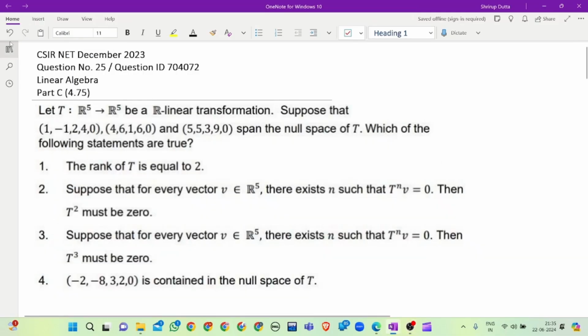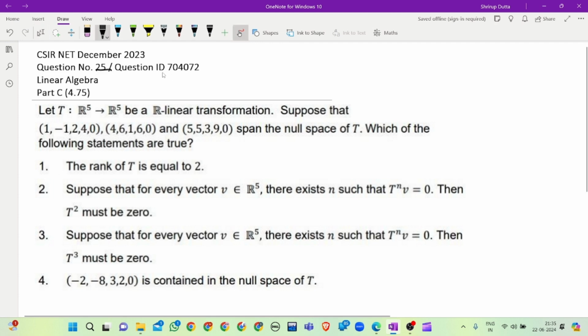Today I will be discussing a question from CSIR NET December 2023, question number 25 and question ID 704072. This question is from linear algebra and is from part C. It has 4.75 marks and we have to check each and every option individually.